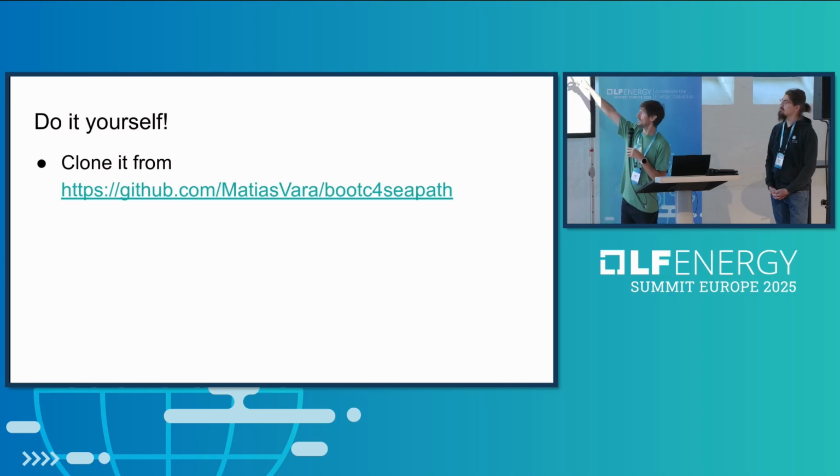What this generates is a CentOS Stream image, which has all the packages for SEAPATH and can be configured with the Ansible I mentioned before, and creates a virtual machine too.